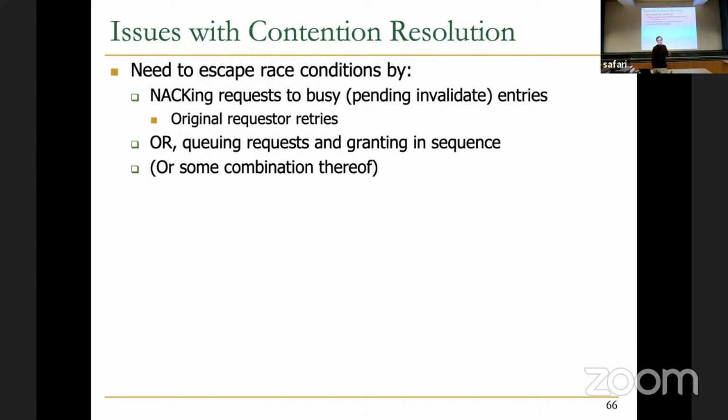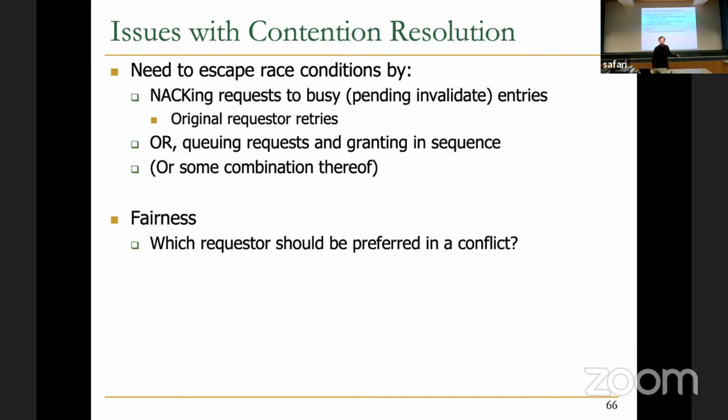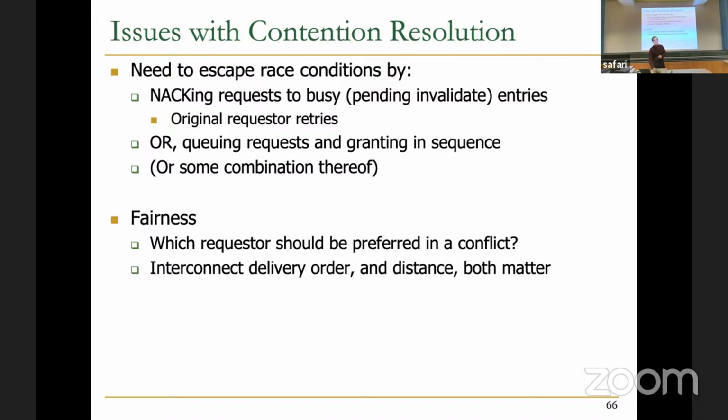So there are a lot of issues that come about, not just performance issues, but fairness issues like we have talked about earlier, quality of service issues. What if a processor gets NACKed a lot, right? Then you have a problem over there. Which requester should be preferred when there's a conflict or a contention? And there are a lot of issues over here now, because especially if you have a scalable system, who gets the message earlier? And they all matter, right?